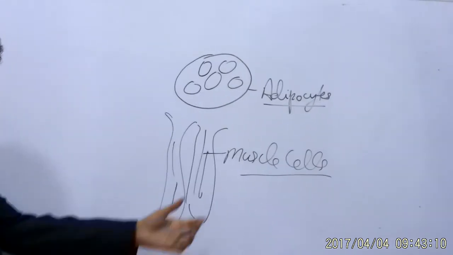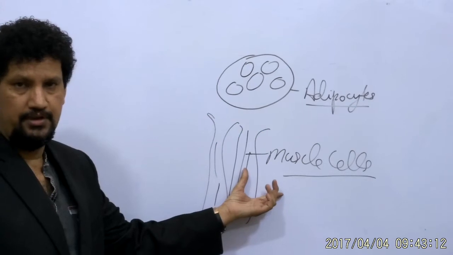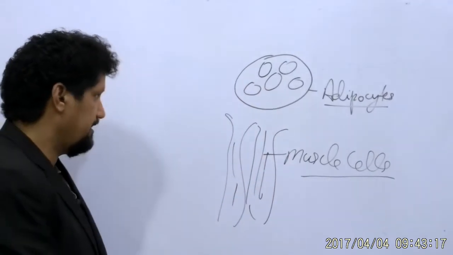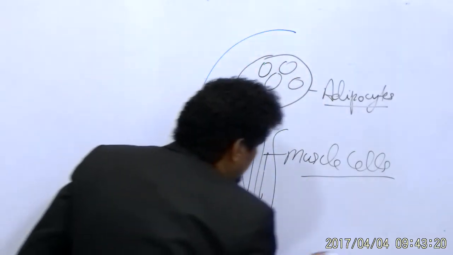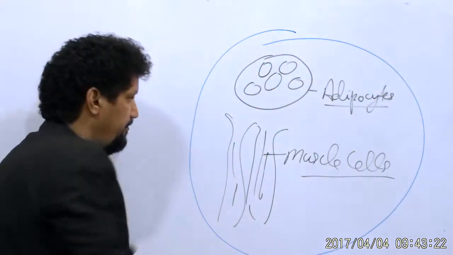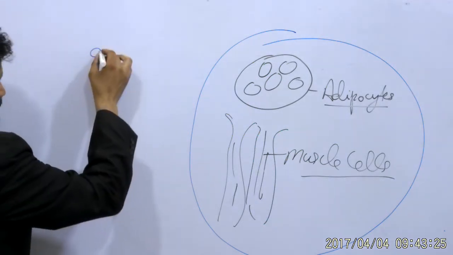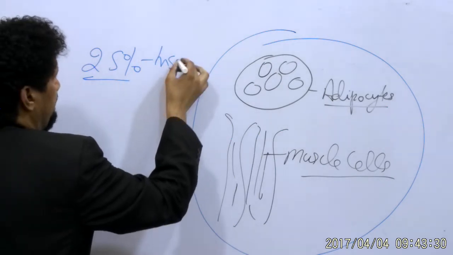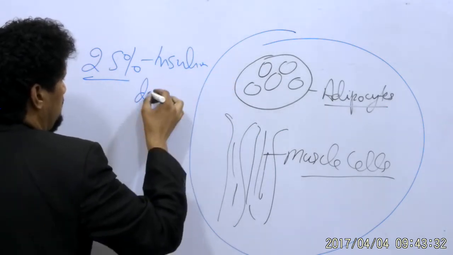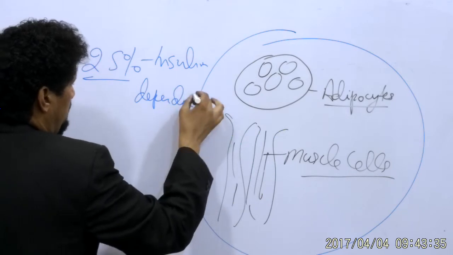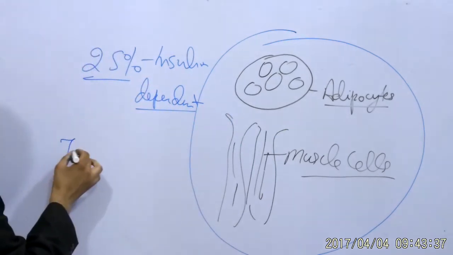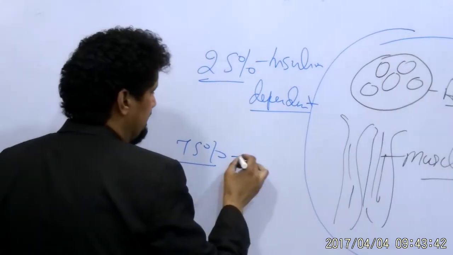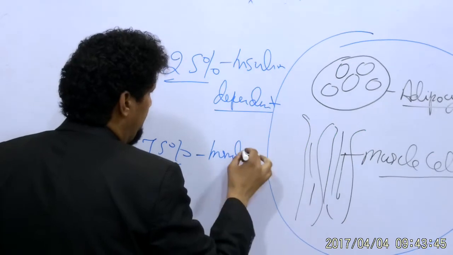The entry of glucose into adipocytes, the adipose cells and muscle cells, is purely dependent on insulin, and about 25% of glucose utilization in the body is insulin dependent. And 75% of glucose entry into the cells and utilization is insulin independent.